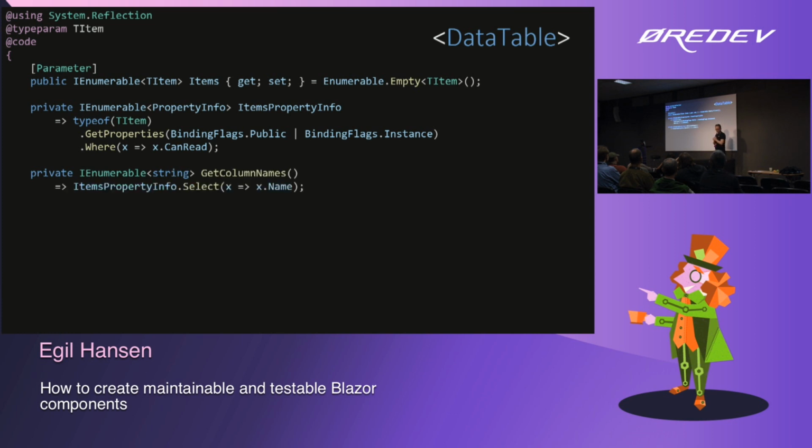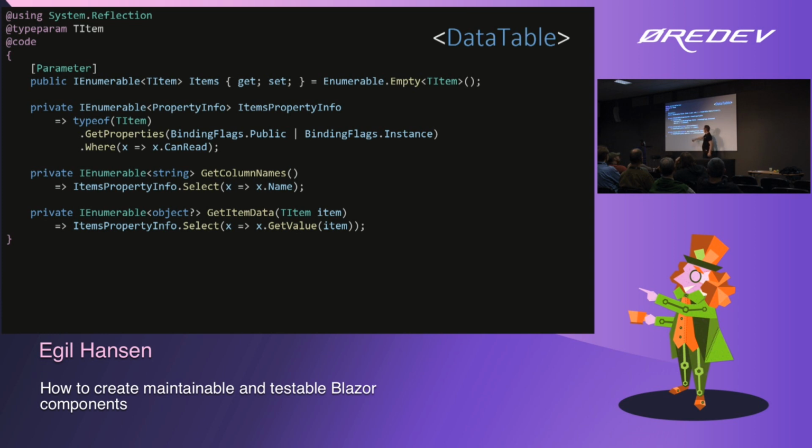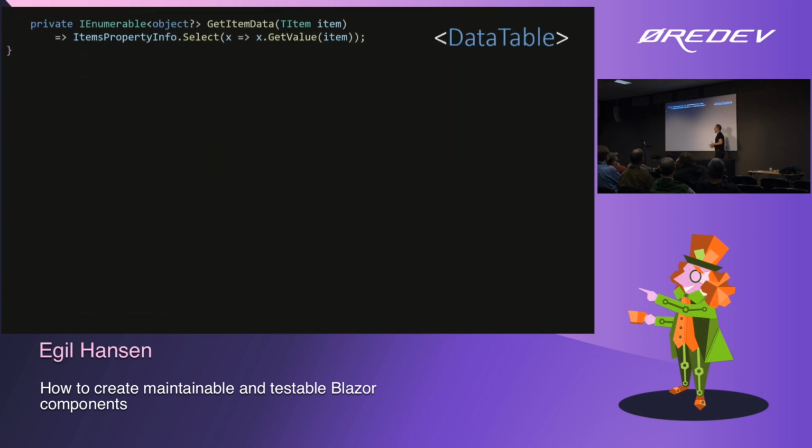Once we have that, we need a helper method that will pull out the names that we're going to use in our columns. So we have a GetColumnNames method here. Finally, we have GetItemsData, which is a method that will take an item as input, and it will use the property info we have about each of the properties of that item and pull out the data in that property. So if we scroll down a bit, we can look at the markup we actually want to create.